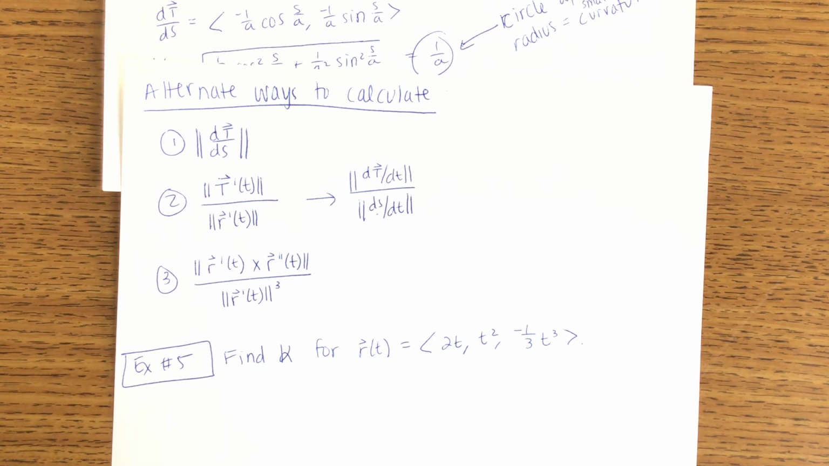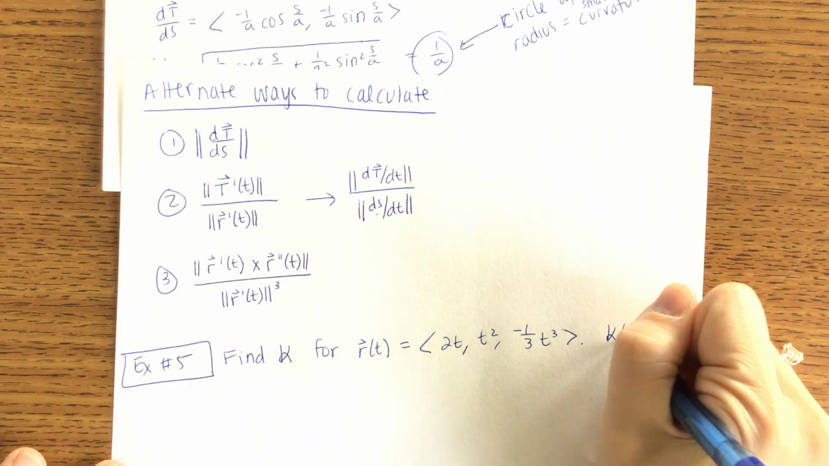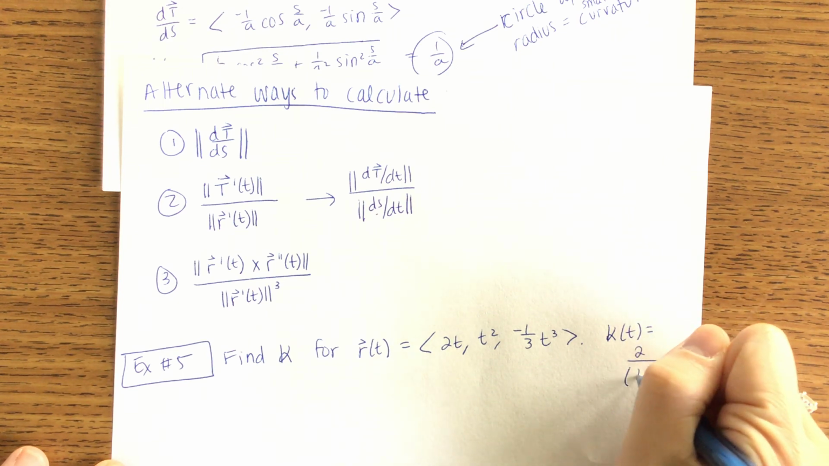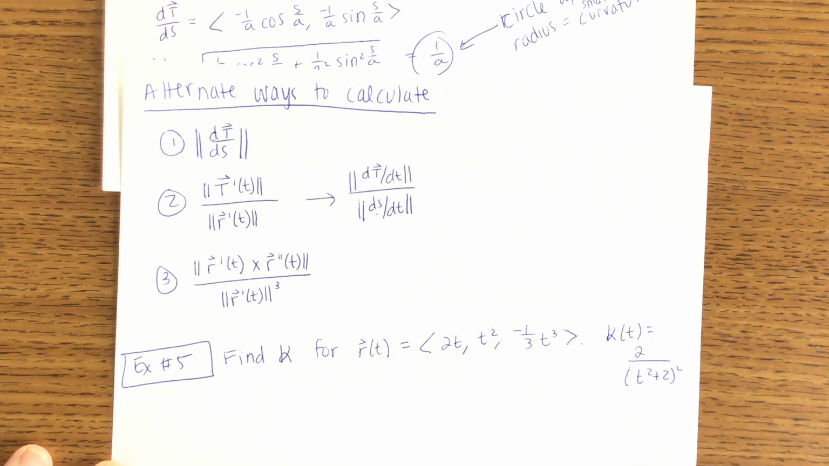We have? Okay, I'm going to let you keep working, but tell you that you should have gotten 2 divided by the quantity t squared plus 2 squared. So if you didn't get that, maybe check with the person next to you.